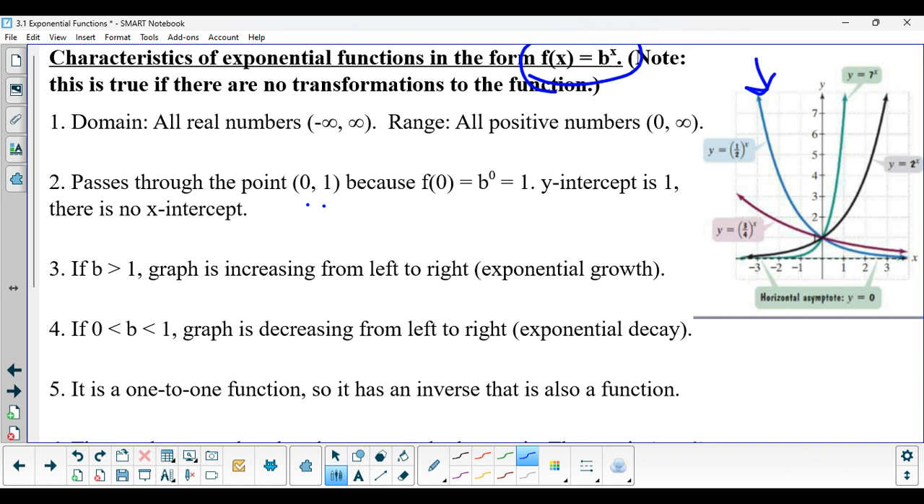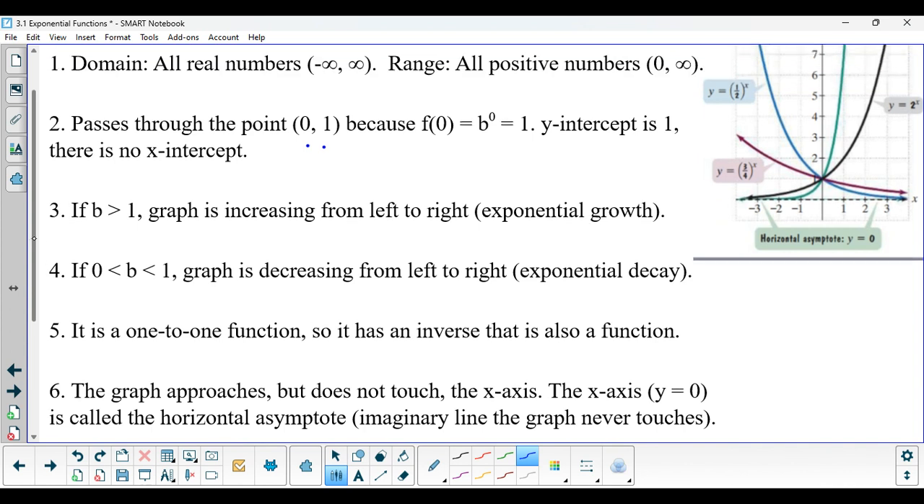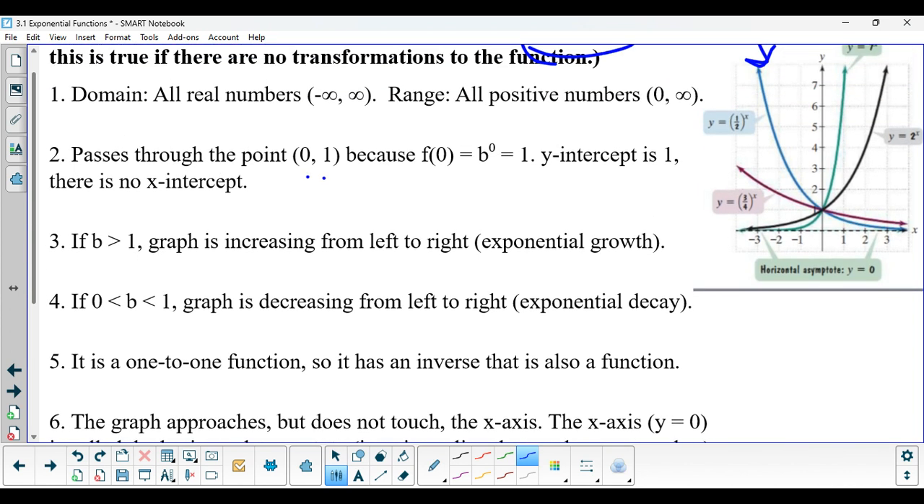If the base number b is greater than 1, then the graph is increasing from left to right. If you look at this graph, the green one and the black one both have a base that is a number bigger than 1, so those are increasing from left to right. But if it's less than 1, but still greater than 0, because it's got to still be positive, like the blue one or this purplish colored one, 1/2, 3/4, then it's decreasing. It's going down.